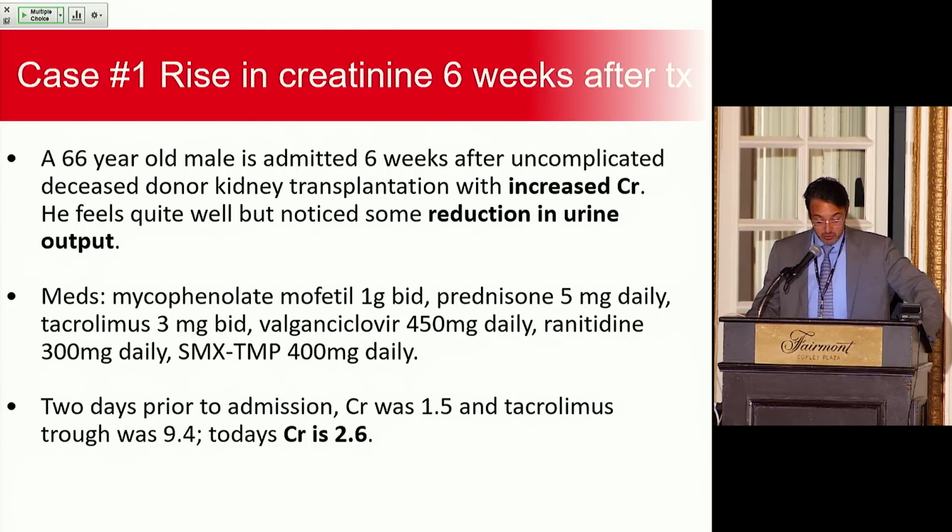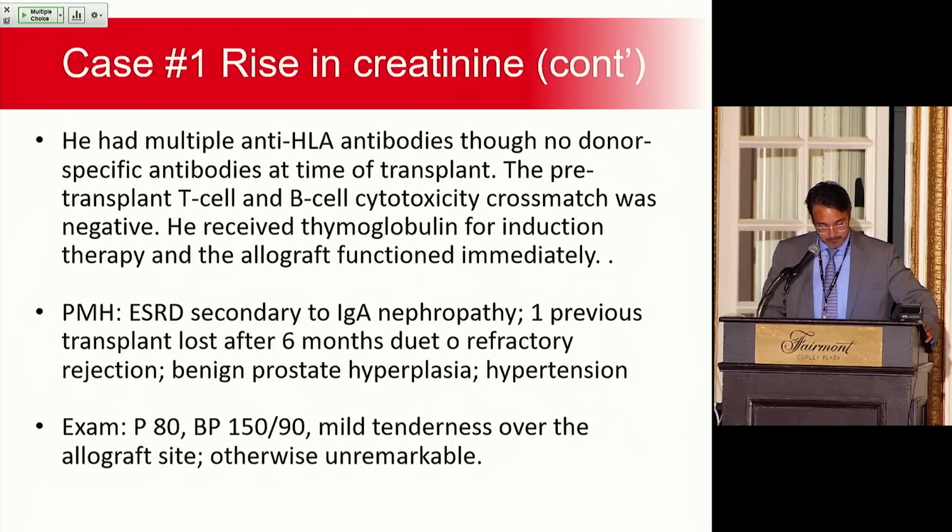2 days prior to admission, his creatinine was 1.5, and tacrolimus trough level was 9.4. Today, his creatinine is up from 1.5 to 2.6. He had multiple anti-HLA antibodies, but no donor-specific antibodies at time of transplant. The pre-transplant T and B cell cross-match was negative. He received thymoglobulin for induction, and the allograft functioned immediately.